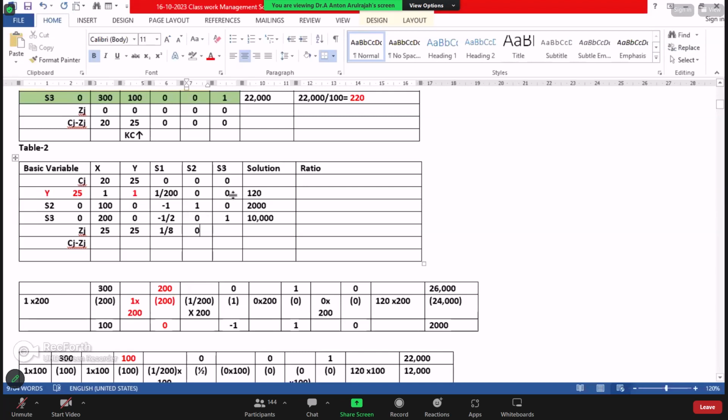Then S3, you can also see 25 has to be multiplied by 0, 0 multiplied by 0, 0 multiplied by 1. That is also 0. Now for the solution values, 25 has to be multiplied by 120, 0 multiplied by 200 is 0, and here also 0. So 120 multiplied by 25, that is 3000. Now, if it is 3000, after doing one process.